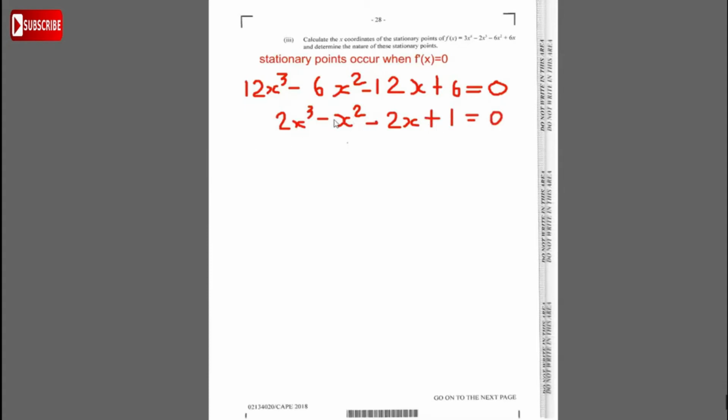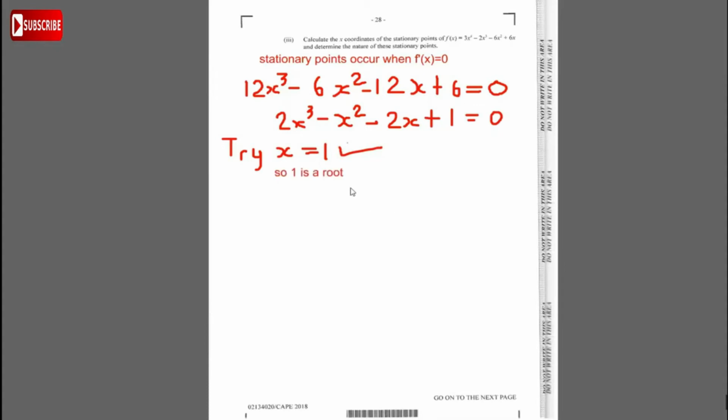To solve this cubic equation, we can use trial and error to find the root. So we're going to try x equal to, let's say, 1. 2 minus 1 minus 2 plus 1 is 0. So 1 works. Trying x equal to 1, it works, and so 1 is a root.